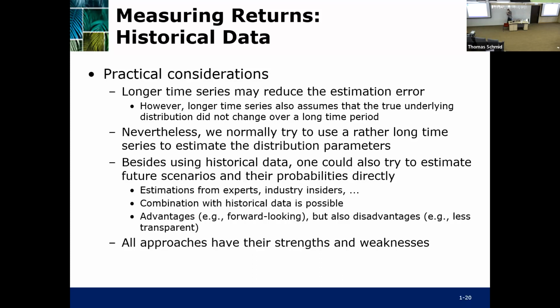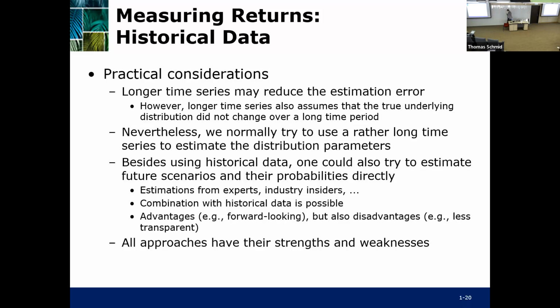But if you use a short time series, you get more estimation noise and estimation error. So we need to balance those two things. What is typically done is something like 5 years, 10 years. This is a rough estimate of what people use. 5 years, 10 years, probably a bit more. Less is already a bit critical, but probably a bit more.